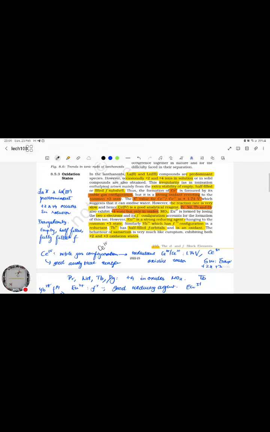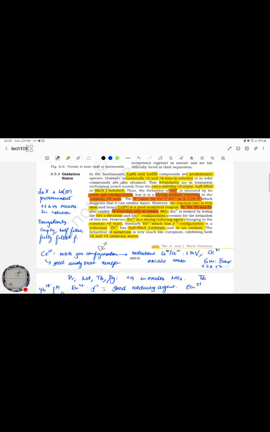Praseodymium, neodymium, terbium and dysprosium all show the +4 oxidation state, obtained in their oxides MO2, like PrO2, NdO2, TbO2 and DyO2. Europium 2 plus is formed by losing two electrons, and it stays in the configuration f7, but still it acts as a strong reducing agent, and it reverts back to its +3 oxidation state.